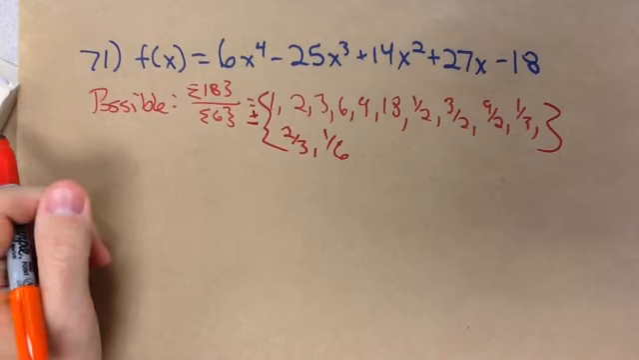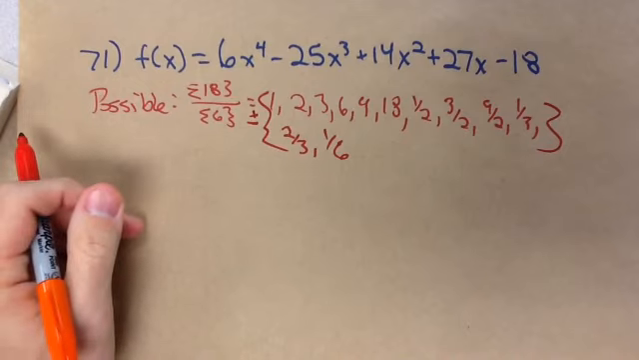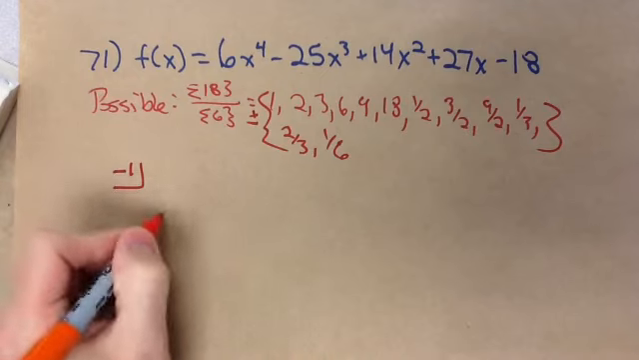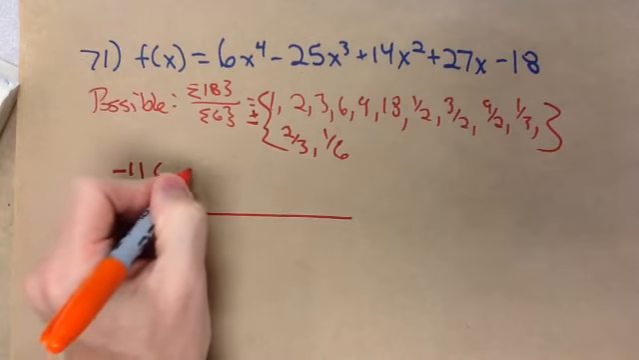So we got a lot of options there. We could use guess and check. Let's just make it easier on ourselves and use negative 1. Why am I using negative 1? Because I know it works.